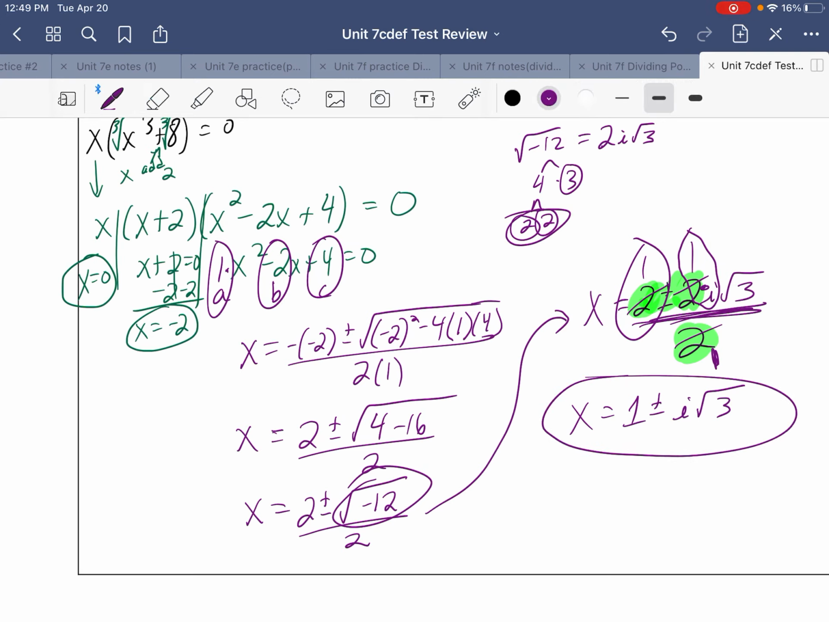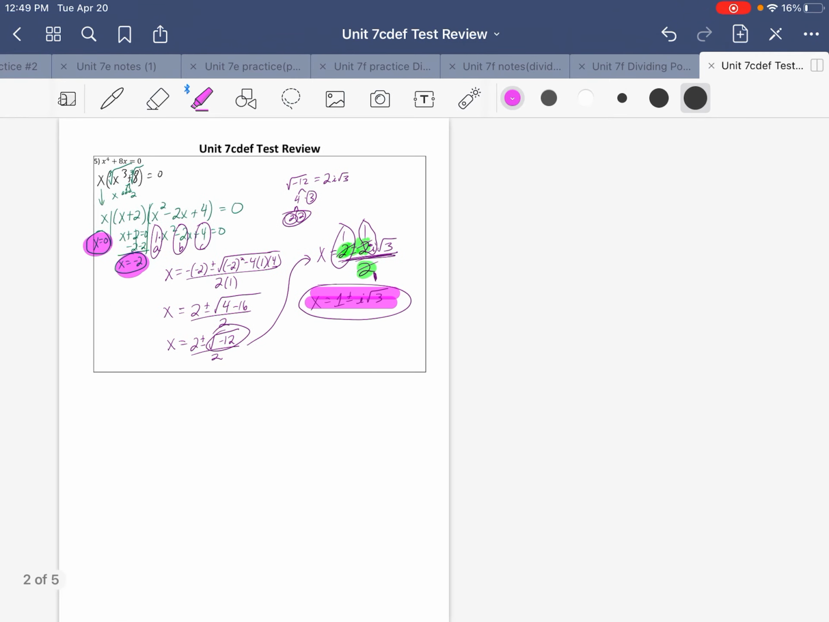So there are two answers actually: 1 plus i square root of 3 and 1 minus i square root of 3. And then don't forget about our answers at the very beginning here. So I'm going to highlight all of our answers: 0, negative 2, and then the two answers here. All right, that is all of 7C.